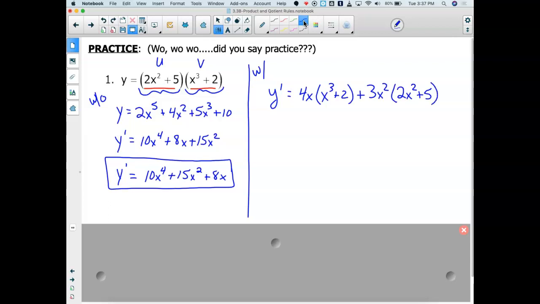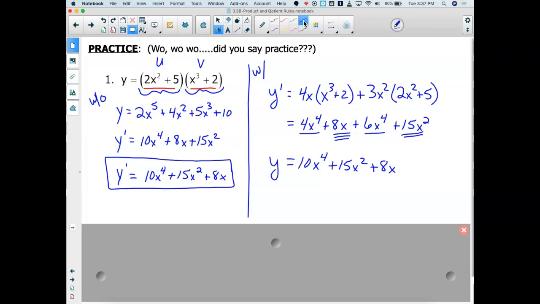Well, we certainly couldn't leave it this way, so we would have to call this 4x to the fourth plus 8x plus 6x to the fourth plus 15x squared. I have a couple x to the fourths, which gives me 10x to the fourth, plus 15x squared plus 8x, and that's what my derivative is.